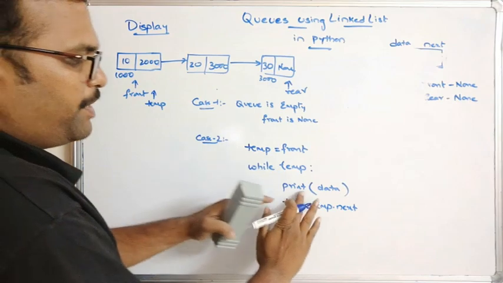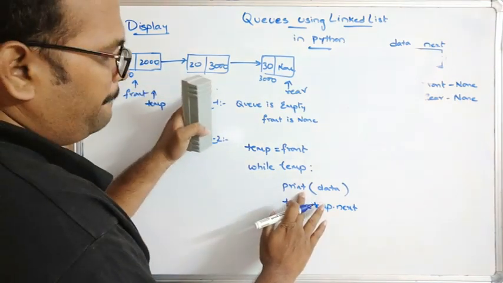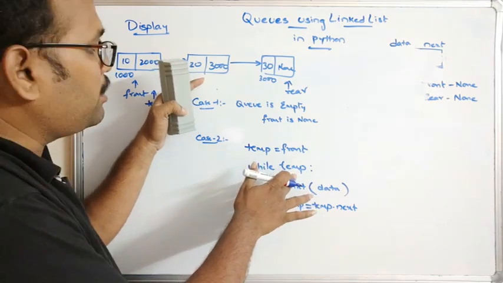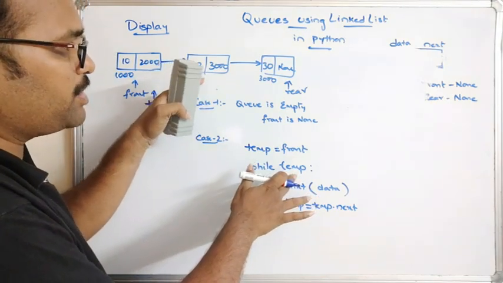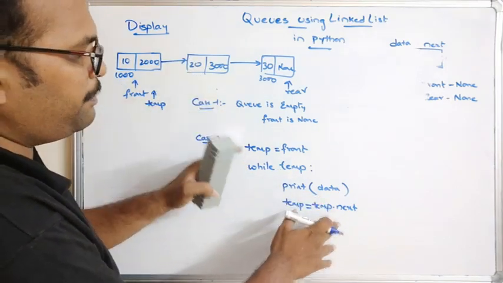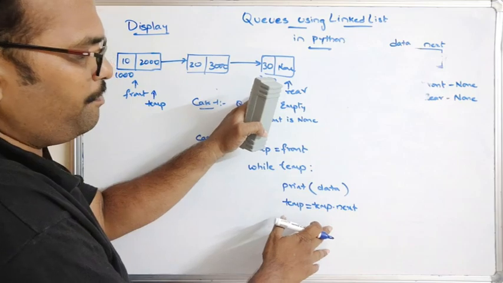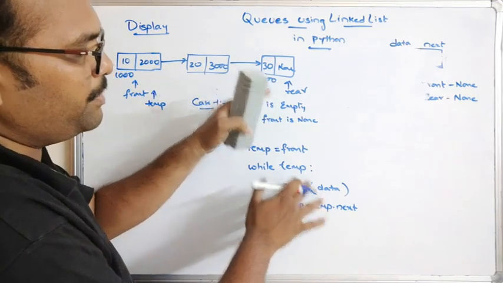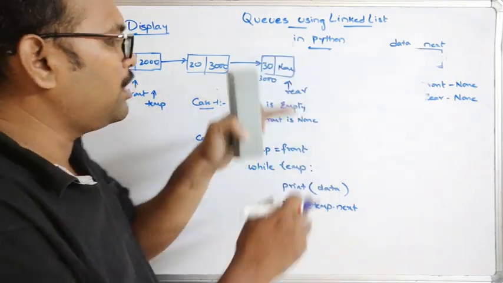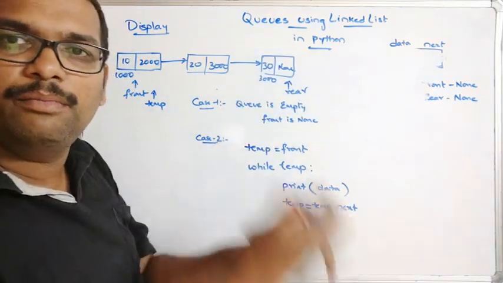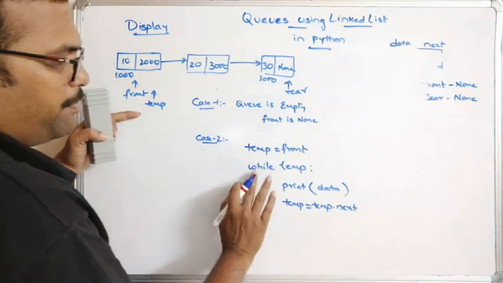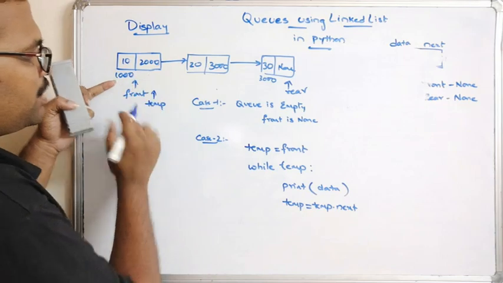Once 10 is printed, then temp will be moved to 20, and temp is true, it's not none. It is pointing towards some other node. So print data, 20 is printed, temp dot next, again temp is here. While temp, yes, temp is equal to temp dot next. Now 30 is printed and temp is none. Then while temp, none, so it will stop. Hope you understood. For example, while temp, temp is nothing but 1000.